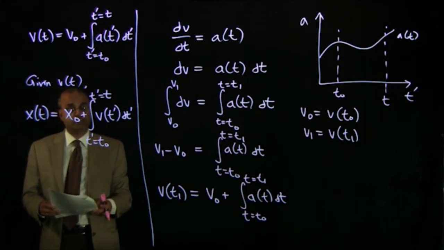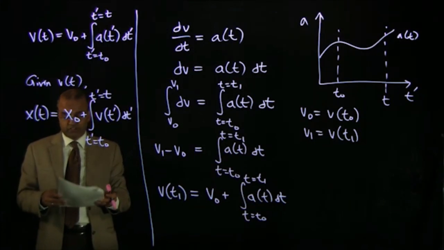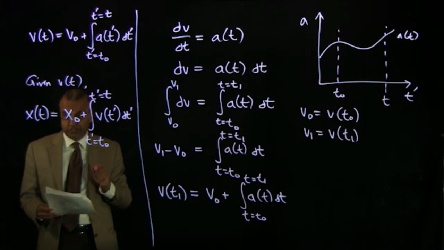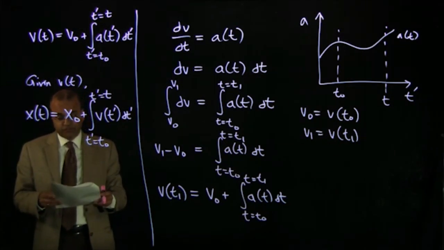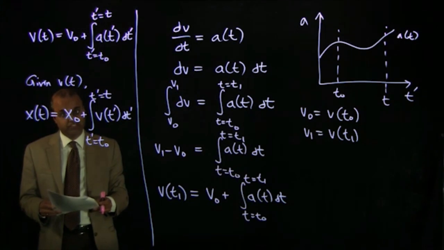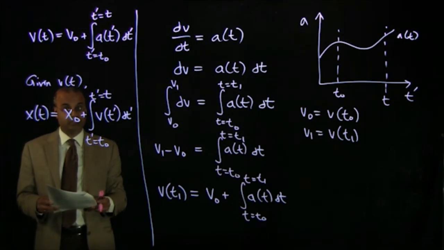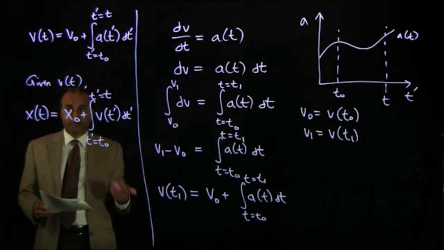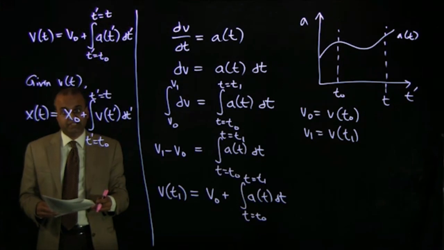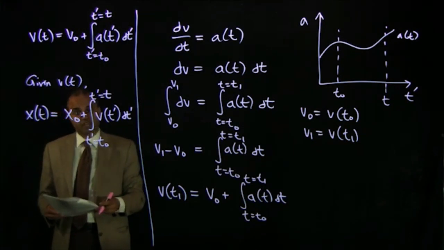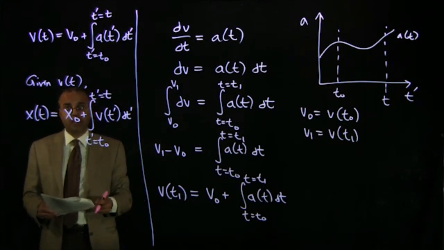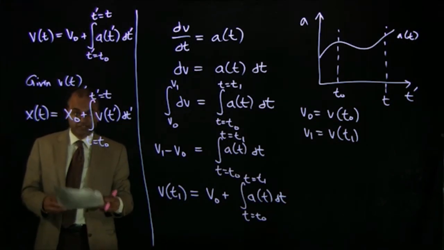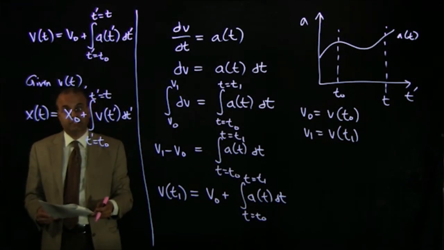So once we know the acceleration a of t, we can use integration to compute the velocity v of t if we know the velocity at some initial time t naught. And we can also compute the position x of t if we know the initial position at time t naught, x naught. So we see that given the acceleration, we can recover the velocity and the position. And as it happens, from Newton's second law, if we know the forces acting on an object, that gives us the ability to compute what the acceleration is. And then given the acceleration, we can use integration to find the velocity and the position.